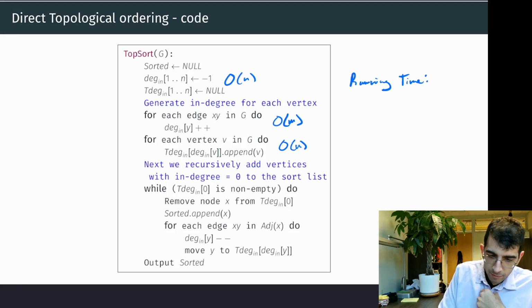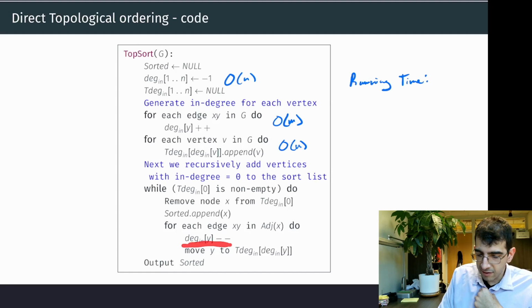And then we have a while loop, and the while loop says while the degree 0 list is not empty, remove a vertex from the degree 0 list, and then we append x to the sorted list. And then for each x that's adjacent to the vertex that was just put in sorted, we lessen the degree, and we move the vertex whose input degree was reduced to the corresponding input degree list.